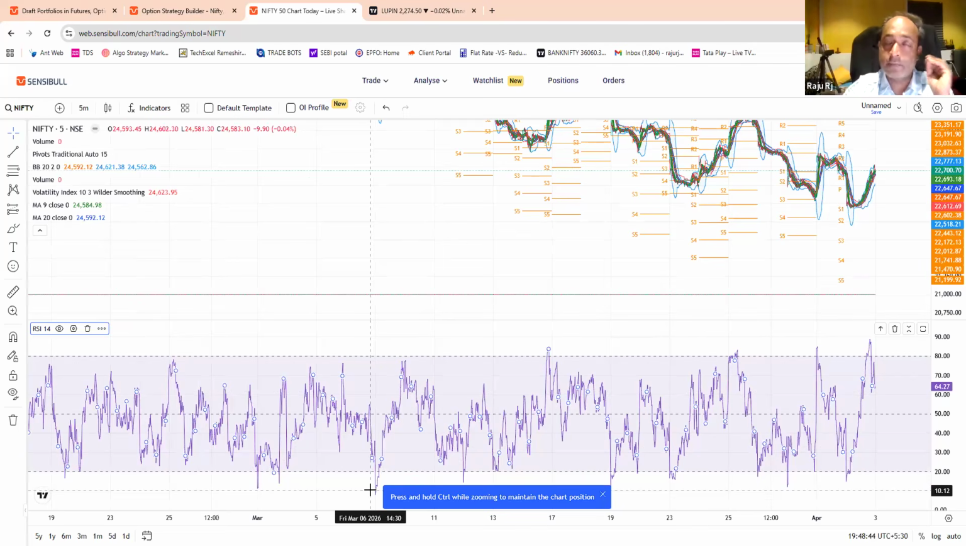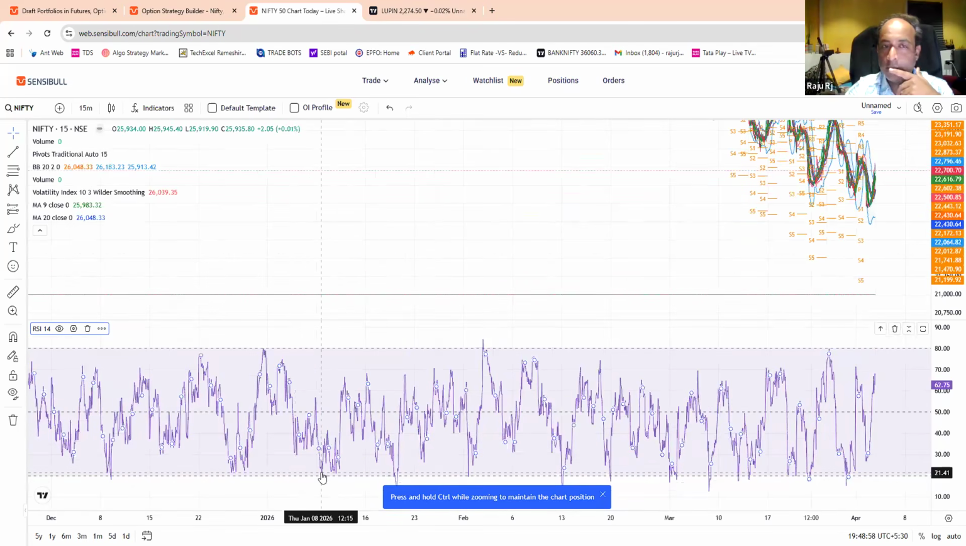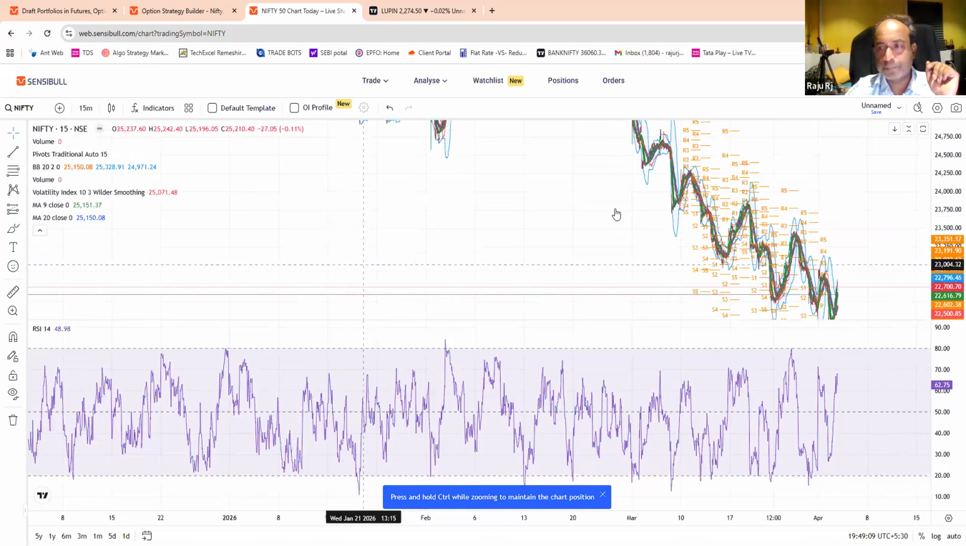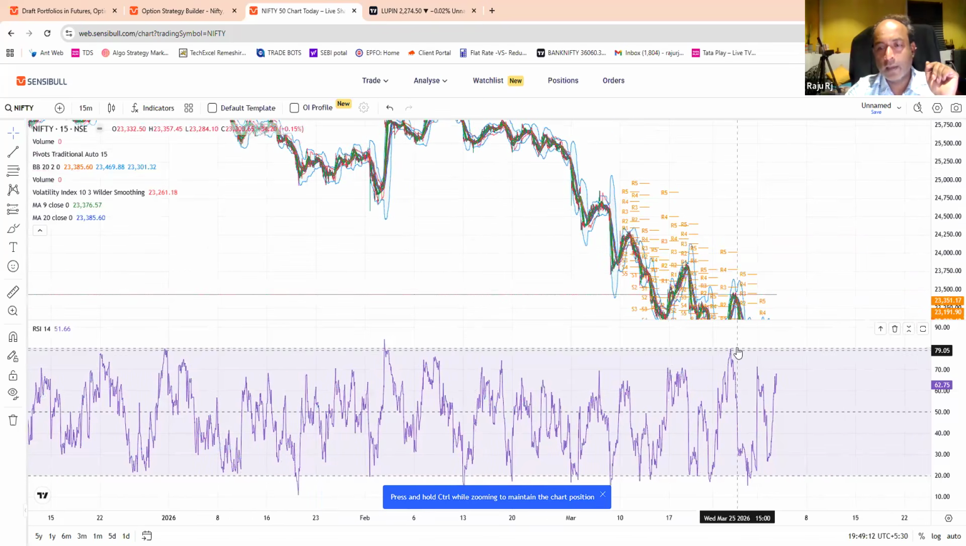And RSI changes with the time frame. Don't go and blindly see. If the RSI is 10 in 5 minutes, but if you go for a longer time frame, it is not 10. It will be at a different level. If you see at 15 minutes also, if it is touching 20, excellent. Go for a buy. And that's where at 80, the profit booking will come. So 70 to 80.